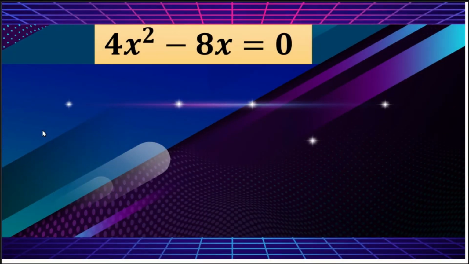So now today, we are going to solve quadratic equations by factoring. In our review, we just factored out the equation. Then today, after factoring, we are going to solve for the values of x. Now for example, this one, 4x squared minus 8x equals 0. What do you think is the first step?